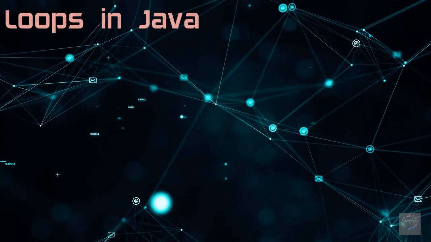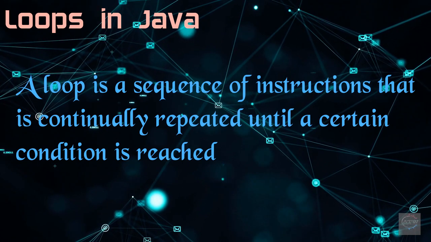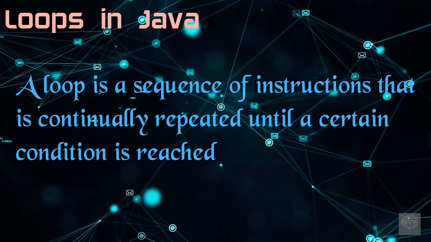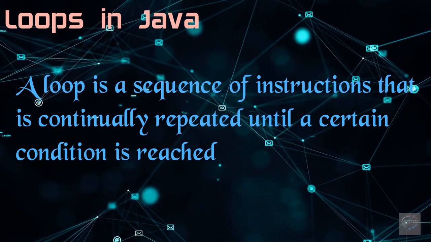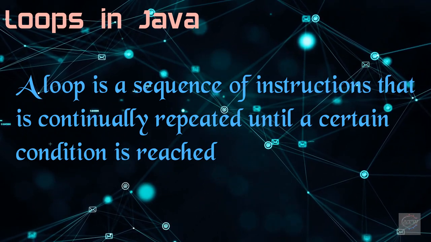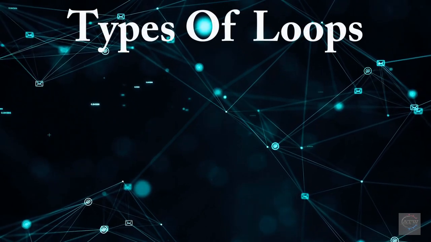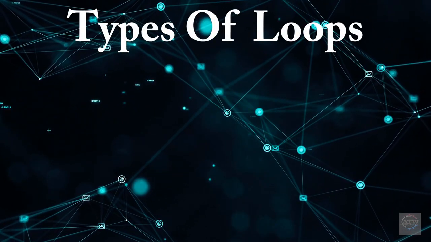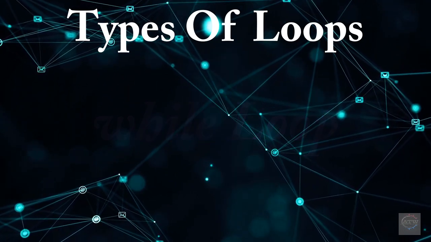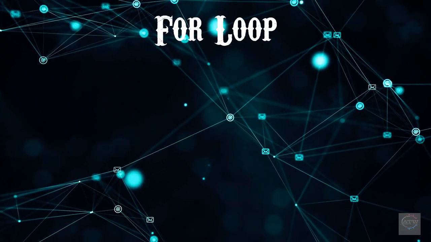Loops in Java. Looping in a programming language means executing a block of code multiple times until the specified condition is met. Means the program will be executed n number of times until the specified condition in the loop has been met. In Java, we have 3 types of loops. The first one is the for loop, the second is while, and the third one is do while. Okay, let's see about the for loop.